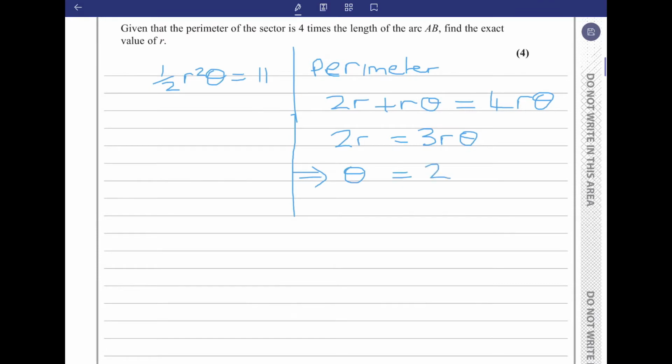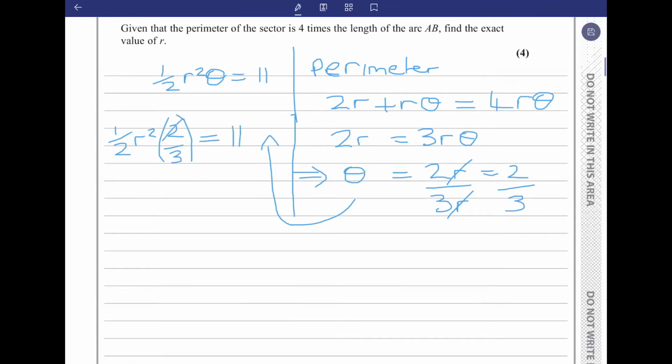So we have 2r over 3r, which equals 2/3, as the r's cancel. So now that we have a value for theta, we can plug it into here to find the value of r. So a half r squared times 2/3 equals 11.